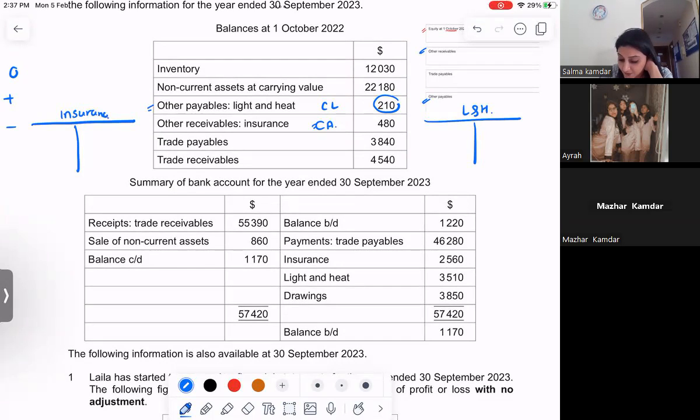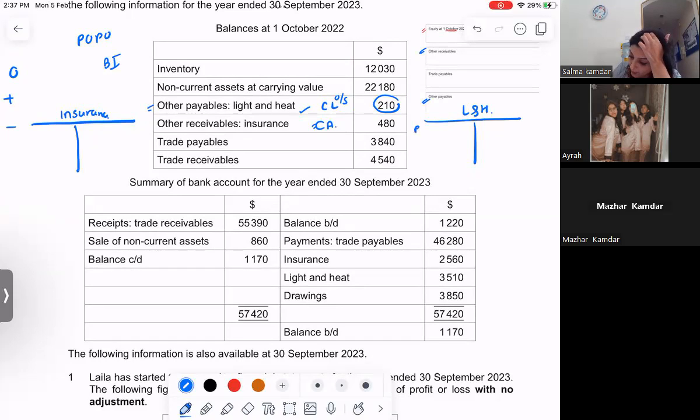Are both expenses for me? Yeah. Okay. What is the format of expense account? Okay, fine. So this is other payables. Is it prepaid or is it outstanding on the first date? It is outstanding on the first date. And what is it? Light and heat.